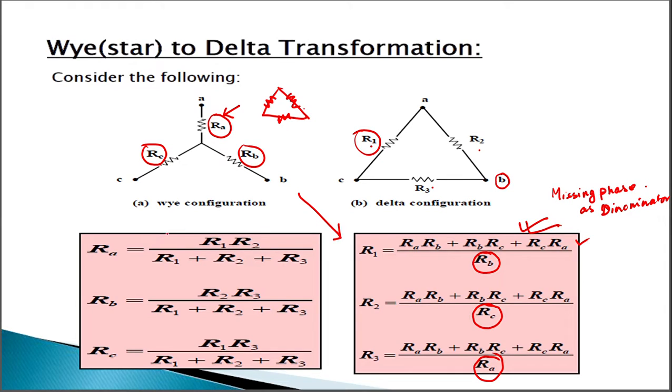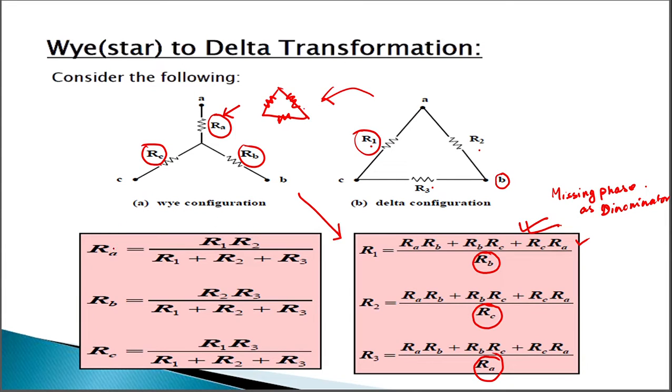Right? Now coming to this connection, where we have to convert this delta into a star. So we are given the values of R1, R2 and R3, and we have to convert this delta into a star so that we can get RA, RB and RC from these three values R1, R2 and R3. So how to do that? So now here the trick is also quite similar, but a little bit different.